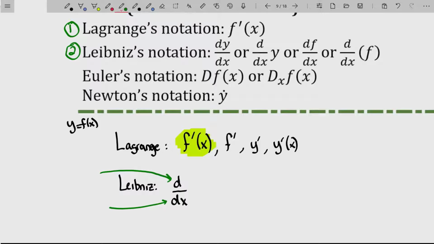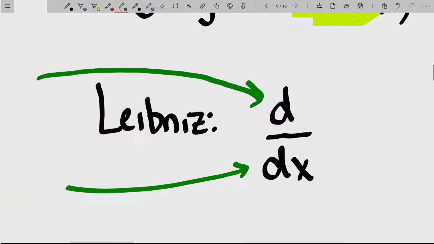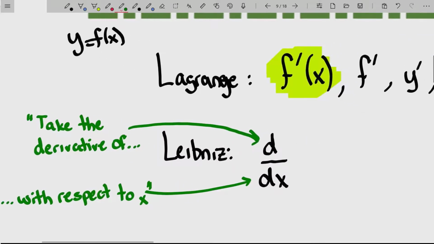Well, this picture, d dx is what we'd call it, that is also an operator. And it just tells us we're taking the derivative of whatever's going to follow that operator with respect to x. So we'll talk about the with respect to x in a moment, but let's fill in the derivative of. So the derivative of y with respect to x. That's what dy dx stands for, the derivative of y with respect to x. It is also commonly written this way, the derivative with respect to x of y. It means the same thing.